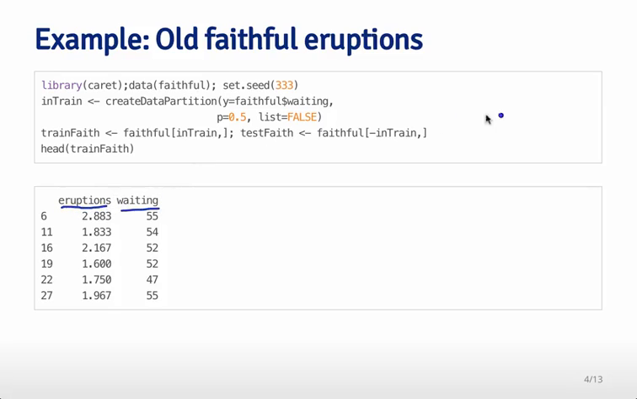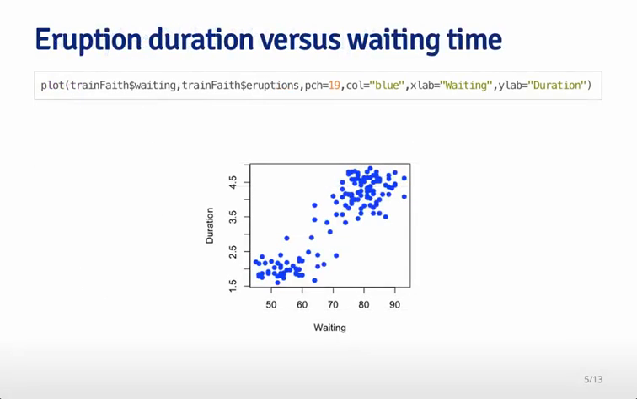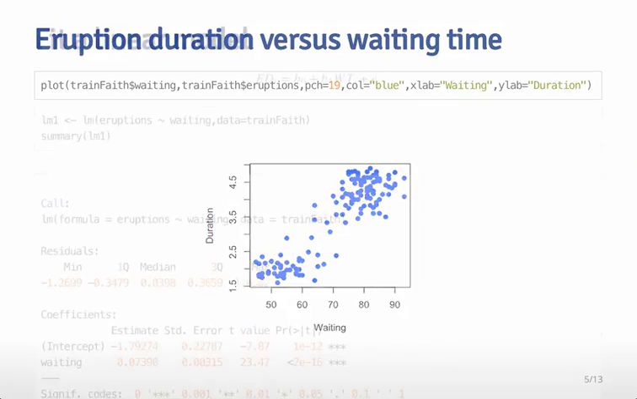The waiting time is the time between eruptions, and the eruptions is the length of time that the geyser was erupting. If I make a plot of these two variables, I see waiting time here on the x-axis and duration here on the y-axis. You can see that there's roughly a linear relationship, or you can imagine drawing a line through this that predicts relatively well the duration time from the waiting time.